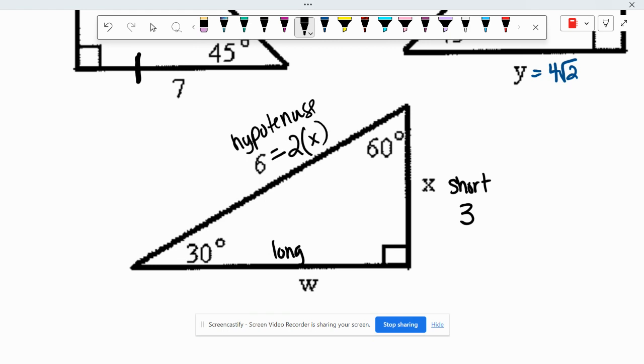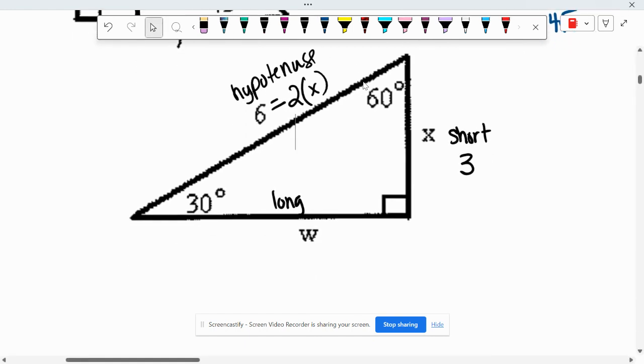If I know the hypotenuse, how do I find the short leg? Divide by 2. So 6 divided by 2 is what? 3. Because remember that the hypotenuse equals 2 times whatever the short leg is. That's how I found that. So basically, I just took 6 and divided it by 2. Okay. But if I know the short leg, can't I find the long leg? The rule says you take the short leg and multiply it by what? Square root of 3. Short leg times the square root of 3.